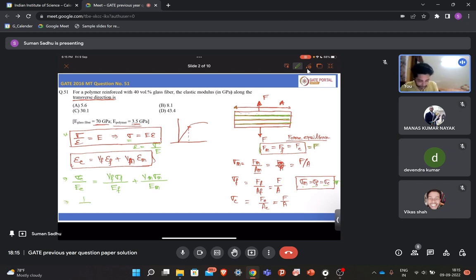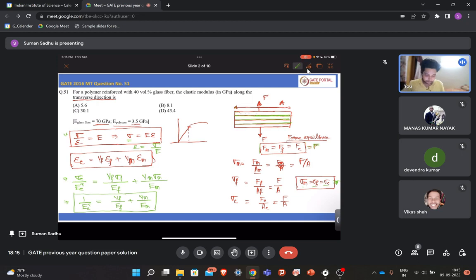So what will be the relation then? 1 by the elastic modulus of the composite in the transverse direction. Let's say T is for transverse direction, as we are loading in the transverse direction. So 1 by E C in the transverse direction is equal to volume fraction of the fiber divided by the elastic modulus of the fiber plus volume fraction of the matrix divided by the elastic modulus of the matrix. So this is the relation between the elastic modulus of the composite and the elastic modulus of the fiber and the matrix.